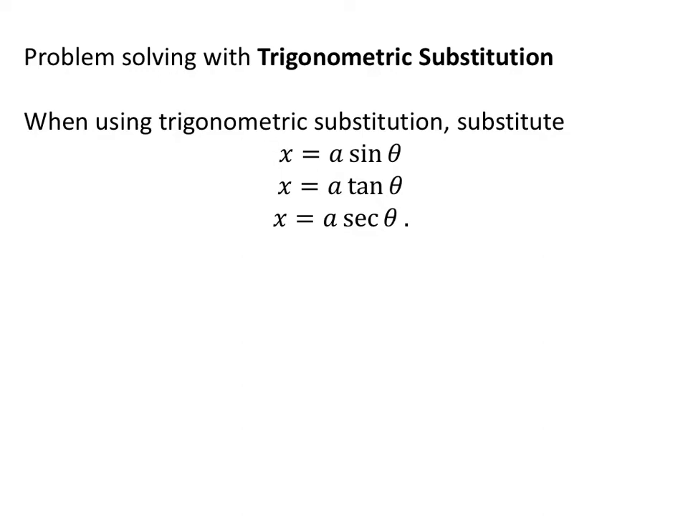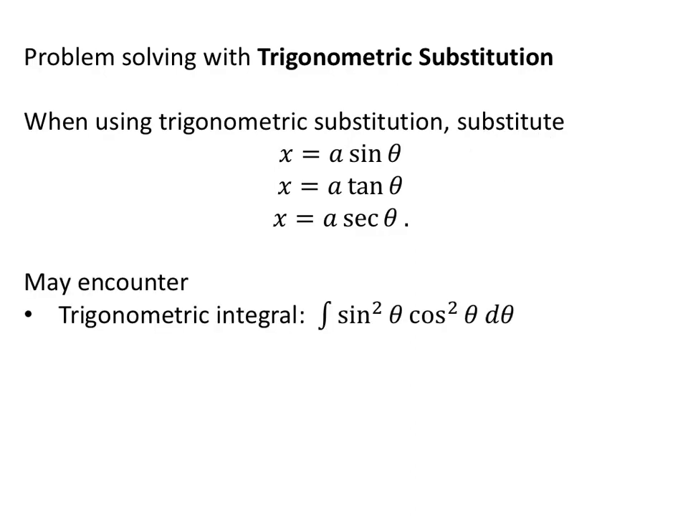And the reason we do this, we would do x equals a sine theta when we see something of the form a squared minus x squared. If we see something of the form a squared plus x squared, or x squared plus a squared, we would do the tangent. And if we see x squared minus a squared, we use the secant one. The reason we do this is because then we can use one of our Pythagorean identities to help simplify usually something that's under a square root. When we take the square root, it eliminates the squares.